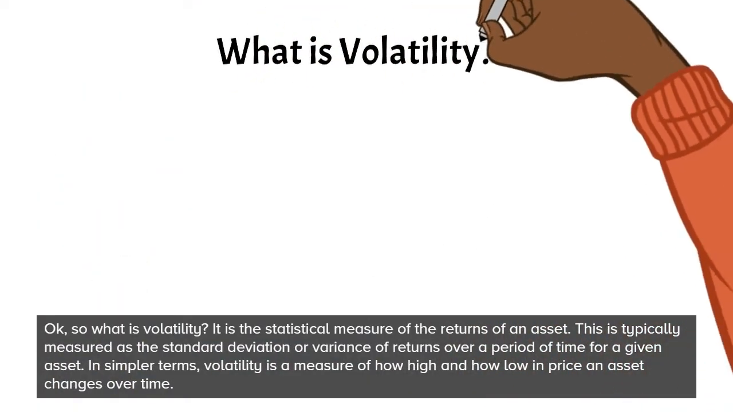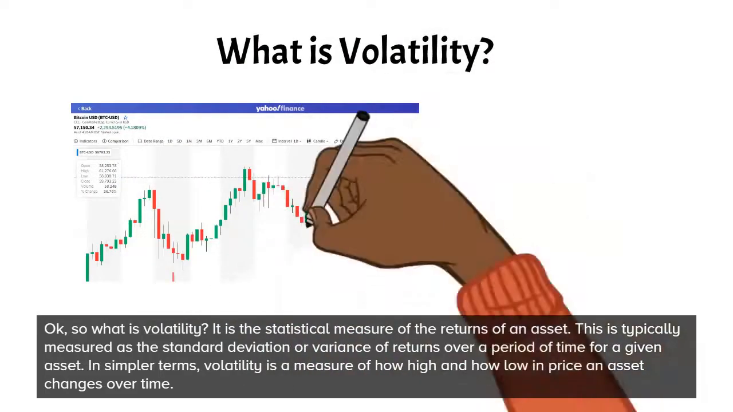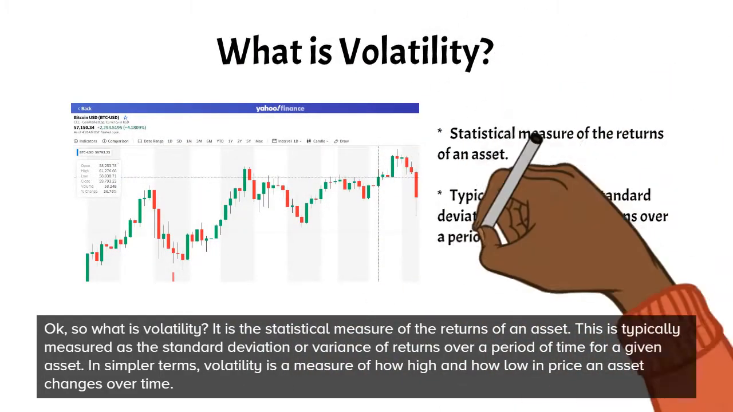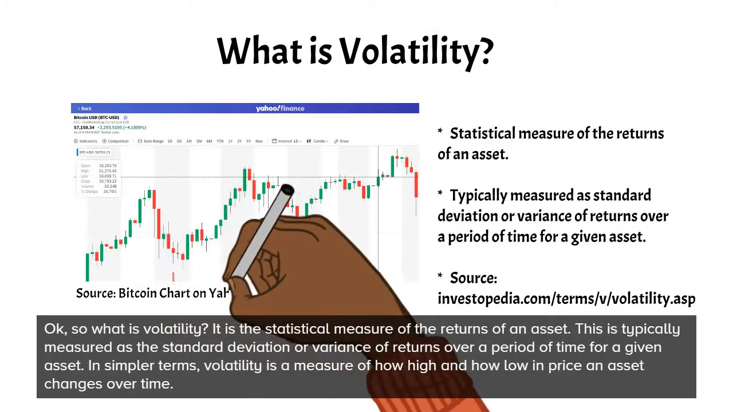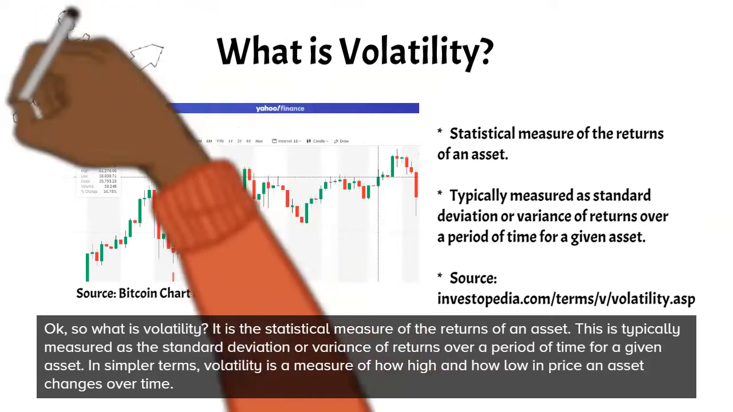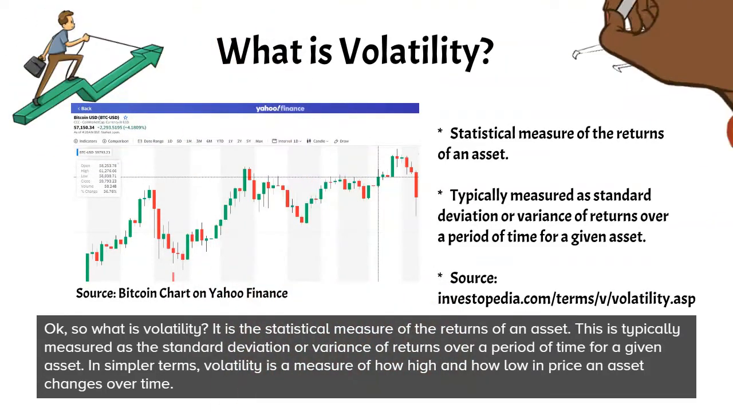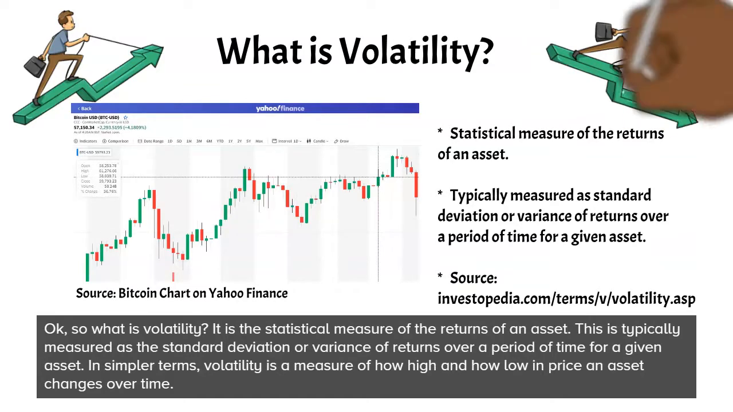Okay, so what is volatility? It is the statistical measure of the returns of an asset. This is typically measured as the standard deviation or variance of returns over a period of time for a given asset. In simpler terms, volatility is a measure of how high and/or how low in price an asset changes over time.